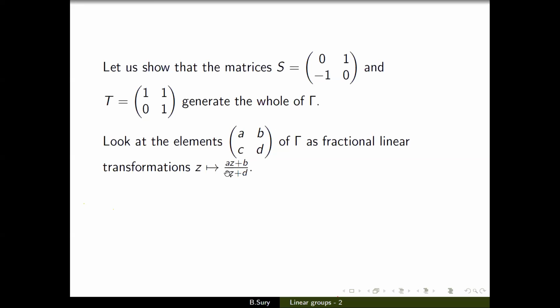You can check that. Meaning, if the imaginary part of Z is positive, then the imaginary part of this is also positive. In fact, the imaginary part of this, which will come in our calculations, is something like the imaginary part of Z divided by mod cZ plus d whole squared. So it remains again positive. Anyway, what I'm going to do in the next few minutes is show that these two matrices actually freely generate and we can get what's called a fundamental domain. It just takes a couple of minutes.